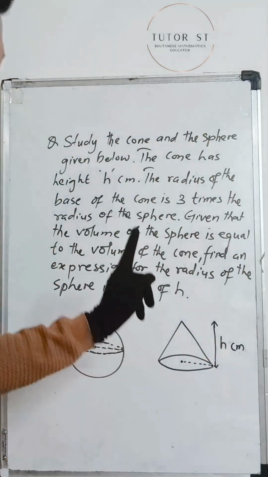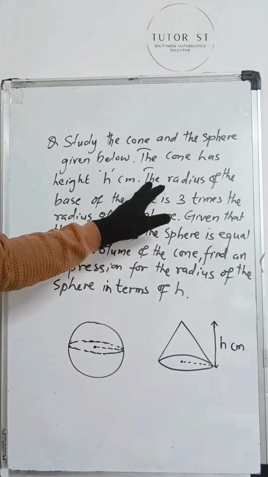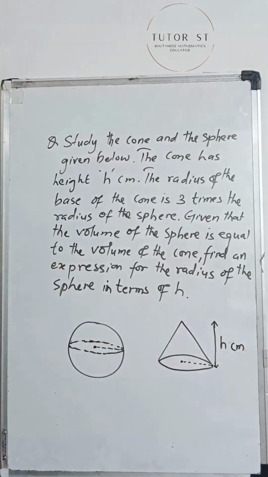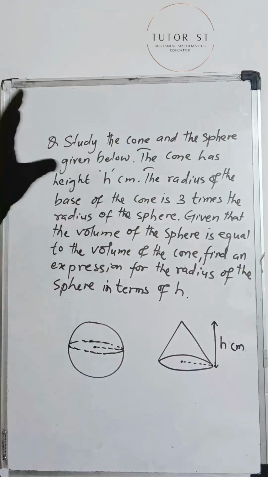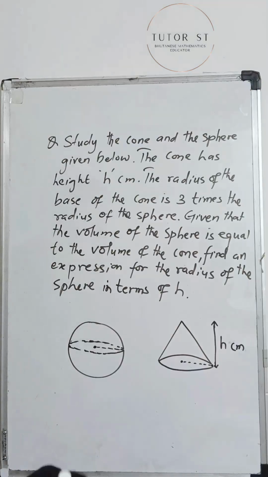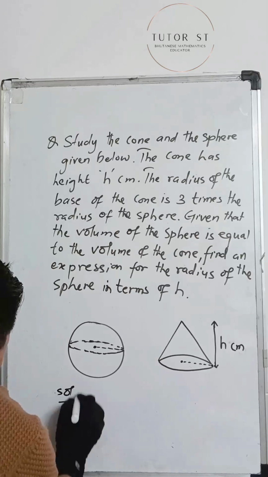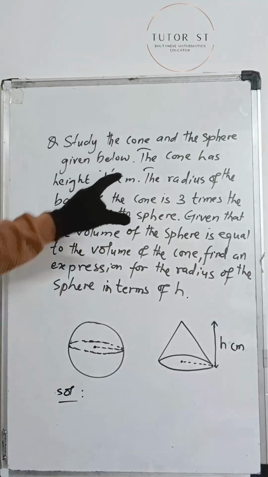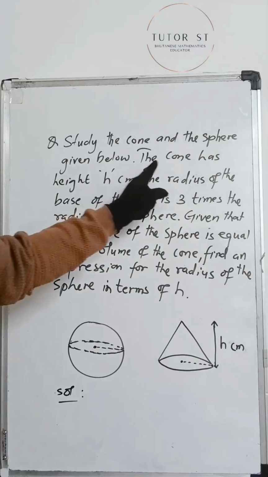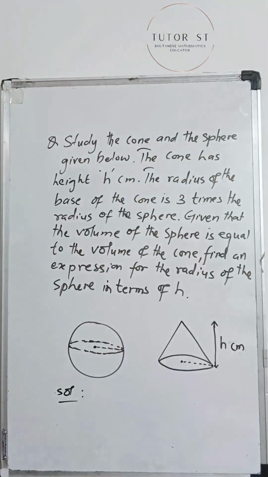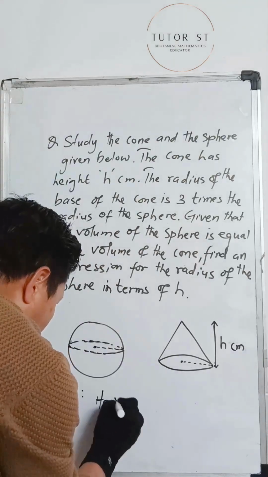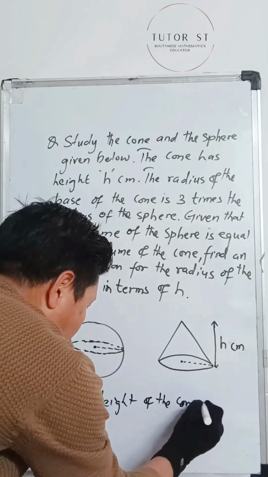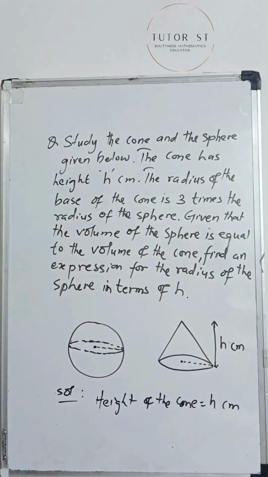And the second information is the radius of the base of the cone is 3 times the radius of the sphere. These informations we need to note down, not to confuse later. Therefore, let me go to the solution and note down all the informations given to us. And the first information is we are given the height of the cone. The cone has height h centimeter. So let me note down height of the cone. Height of the cone is equal to h centimeter.